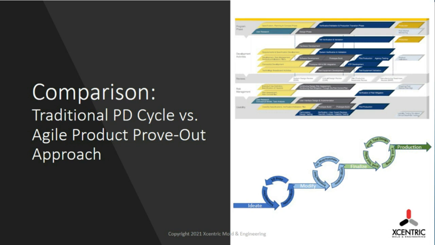And let's start with just a quick comparison, right? You've got your traditional product development cycle, the waterfall method that we mentioned earlier in the call. You can see the graphic again here, top right. And then below it, you can see the Agile product prove-out approach, which is what we've been talking about and kind of focusing on here in the recent slides. Just notice the difference, right?